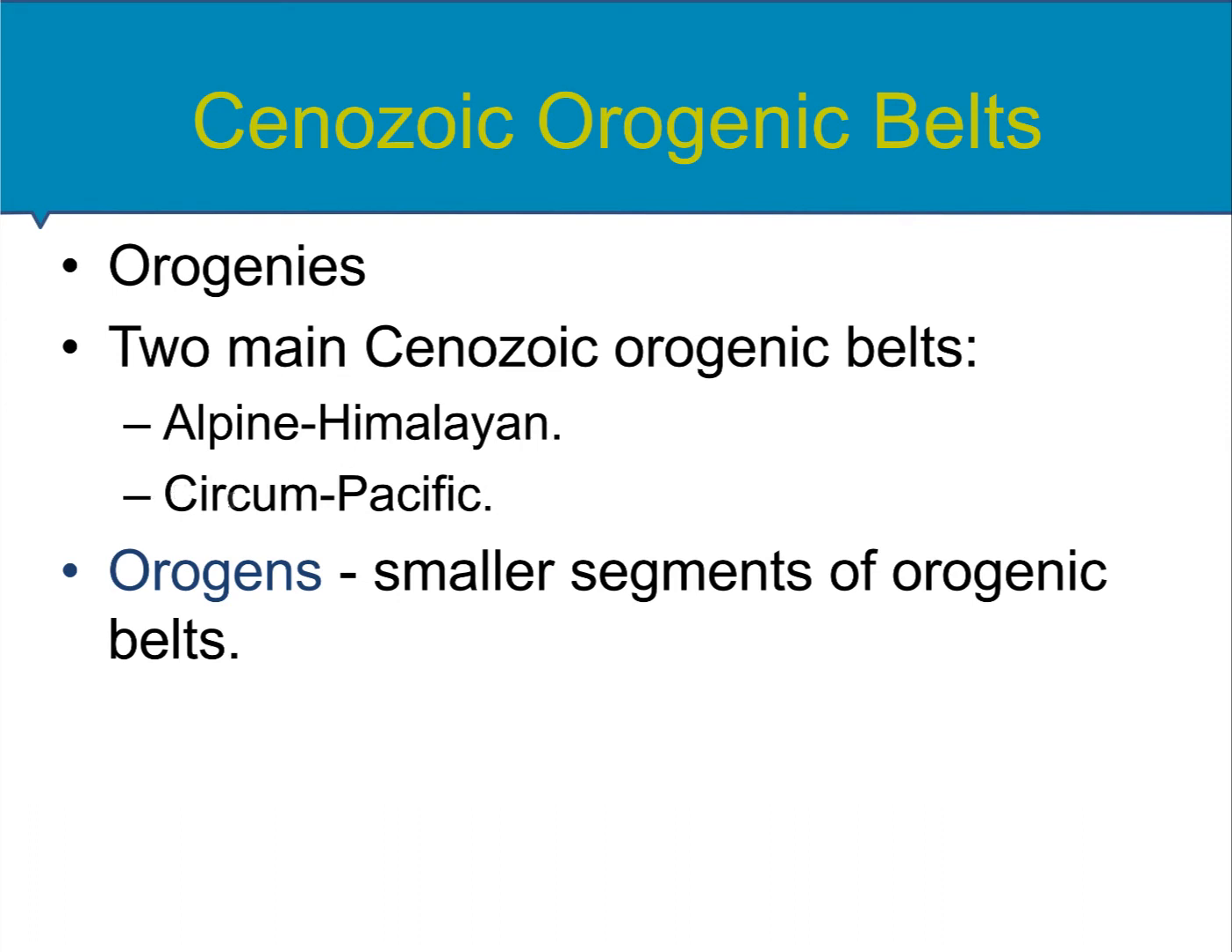Think of that like the ring of fire. And so within that Circum-Pacific belt, there are these orogens, and orogens are smaller segments like the Aleutian Orogen, the Aleutian Islands, the Coast Ranges, the Andes Mountains, which would be segments of that much larger Circum-Pacific belt.